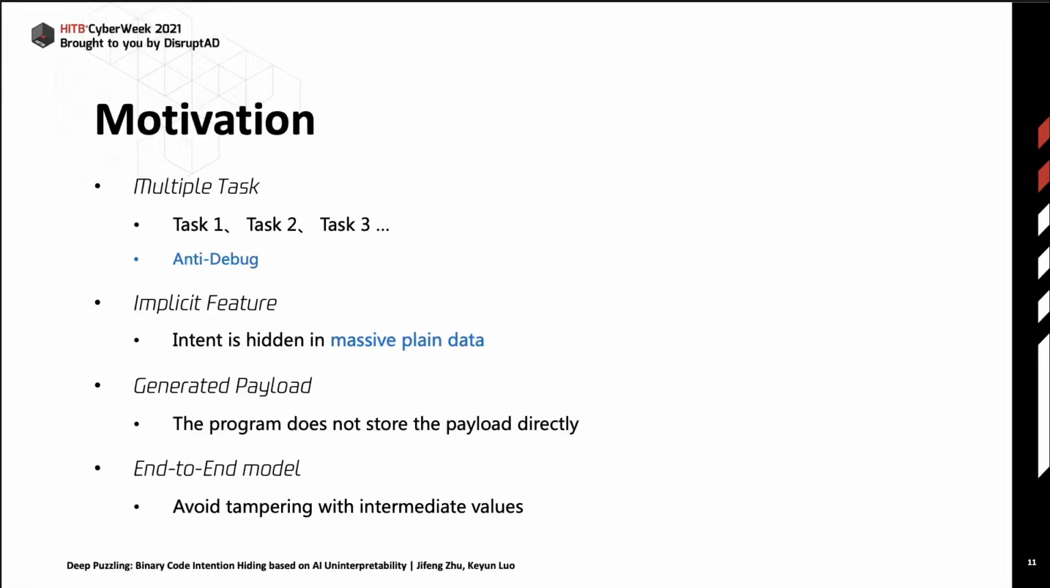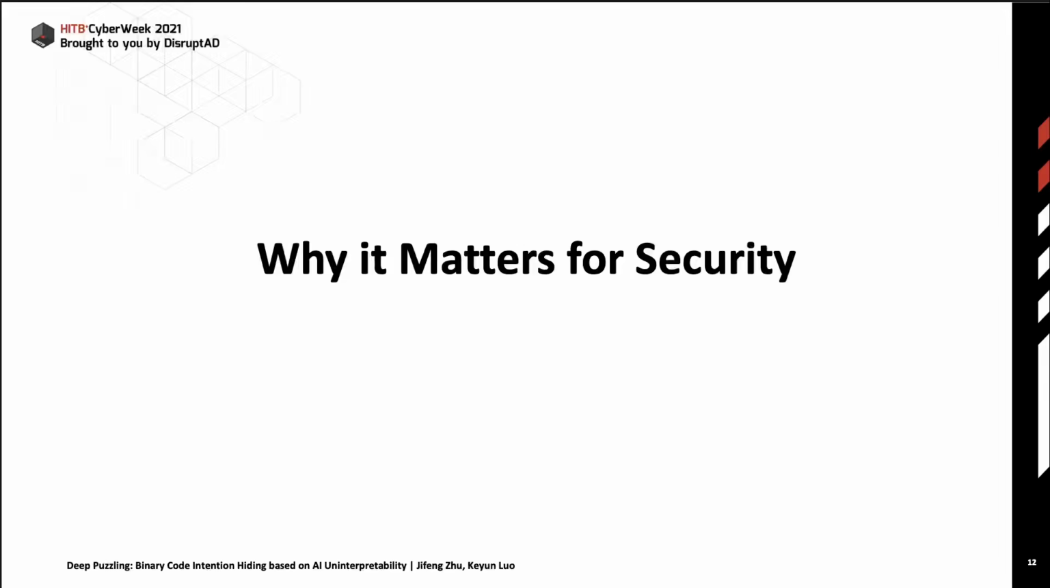The third point is generated payload. Disguised as an ordinary AI application, the program does not store the payload directly. The last is to use an end-to-end model to avoid tampering and traversal of the intermediate value from the AI model. After discussing these ideas, we hope to design a powerful binary-level code intention hiding framework to exert great power in actual combat. Now, let's analyze the significance of this design for security.